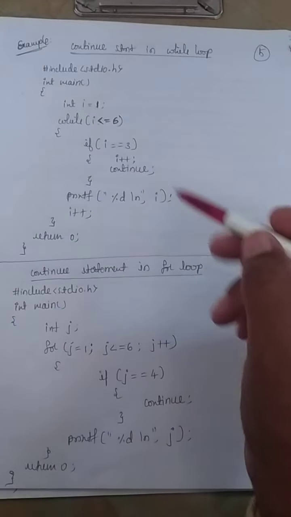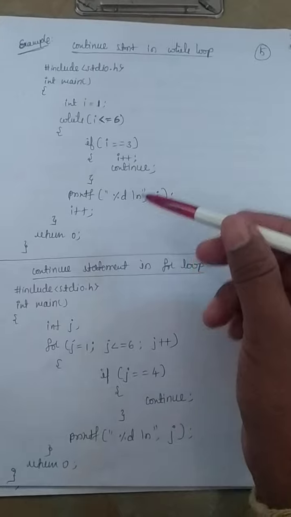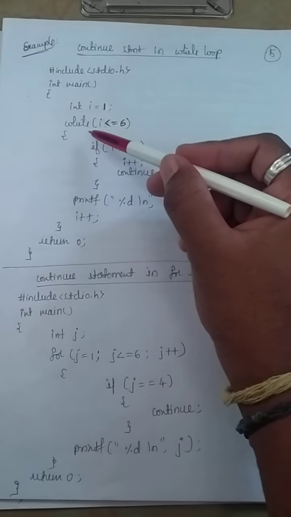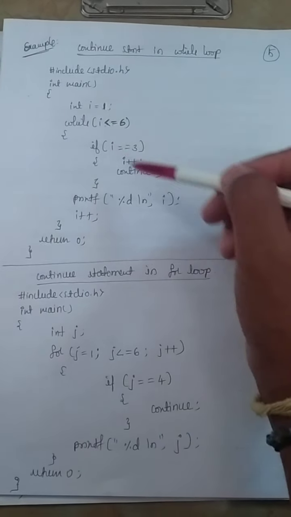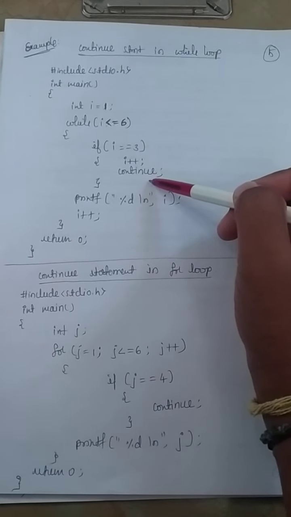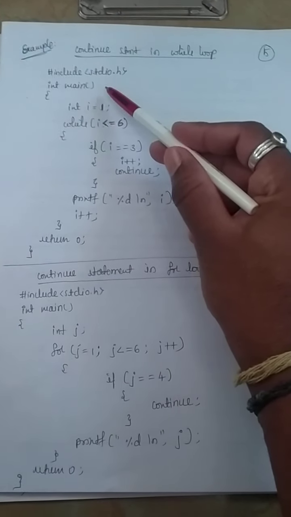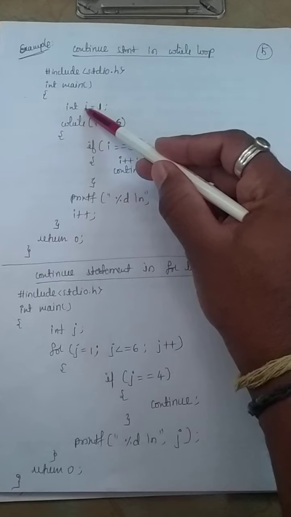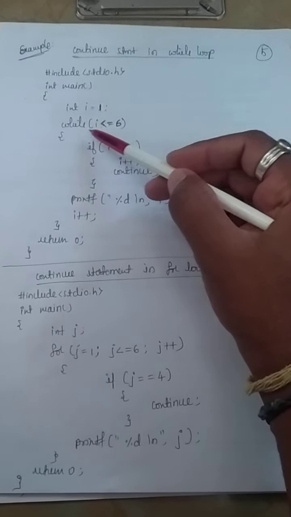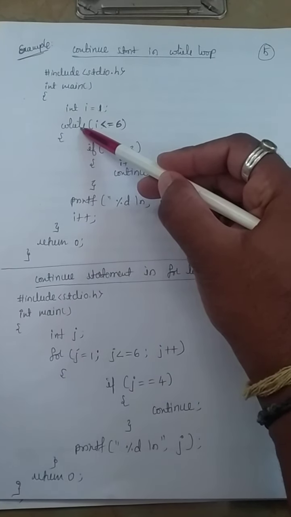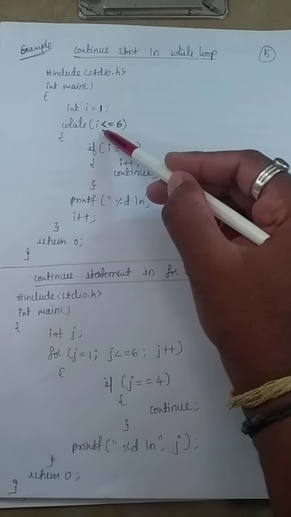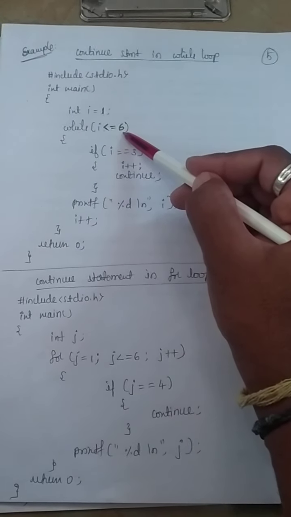Now observe here. Here we have one program. In this program, I am using a while condition. Inside this while, I have a continue statement. Okay, so stdio.h, main. Initialize the I value to 1 in the beginning, then use the loop called while. The condition here we put is I less than or equal to 6.